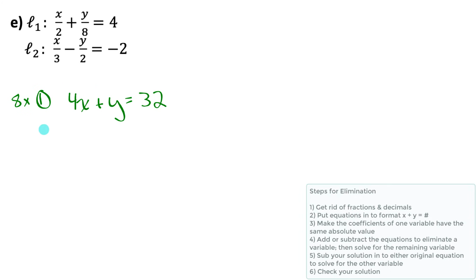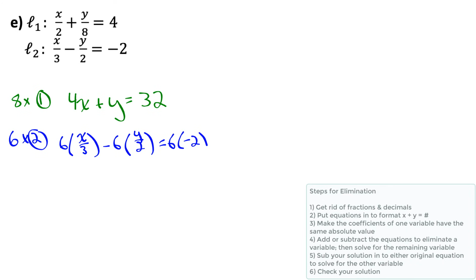In equation number 2, the denominators are 3 and 2. The lowest common multiple between 3 and 2 is 6. So I'm going to multiply equation 2 by 6. So I'll have to do 6 multiplied by all three of the terms. And when I reduce these fractions, 6 over 3 is 2, so I get 2x. Minus 6 over 2 is 3, so 3y equals negative 12. So I'm going to rewrite this as 2x minus 3y equals negative 12.